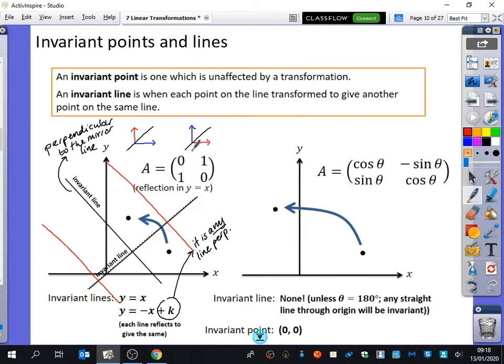What about the invariant points that we have here? What would be the invariant points for this first one that we've got? Which points would not change? Good. So the invariant points lie on y equals x, because if you imagine any of these points along here, you do a reflection, and you get the same point.